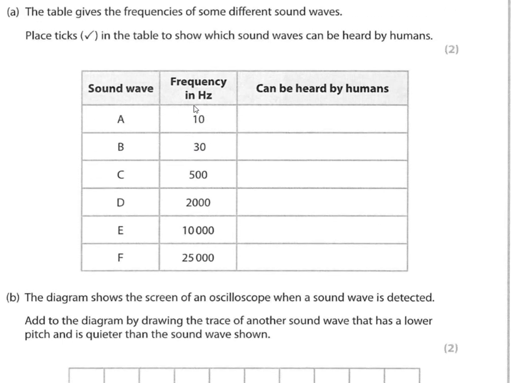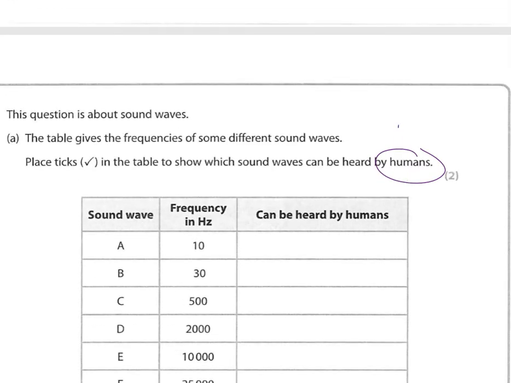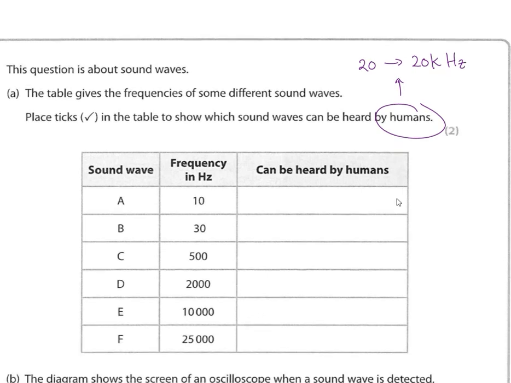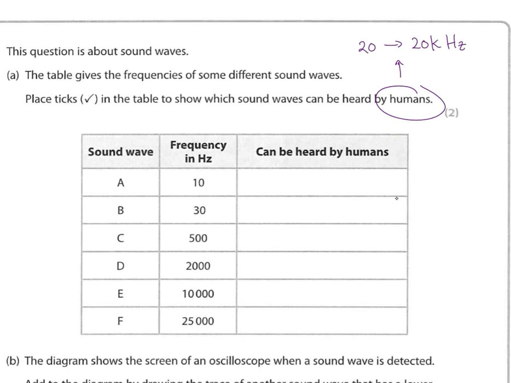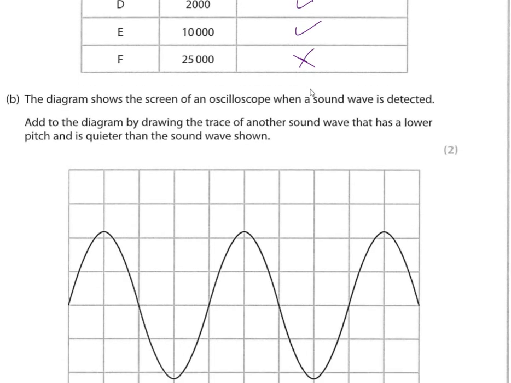Good? Now, this one, we should be able to know. Humans are able to hear between 20 hertz and 20 kilohertz. Anything in between this, we can hear. We can't hear 10 because that is too low. We can't hear 25k because that's too high. So this is the human range. When you're marking your work, add this one first, and then you check your work.